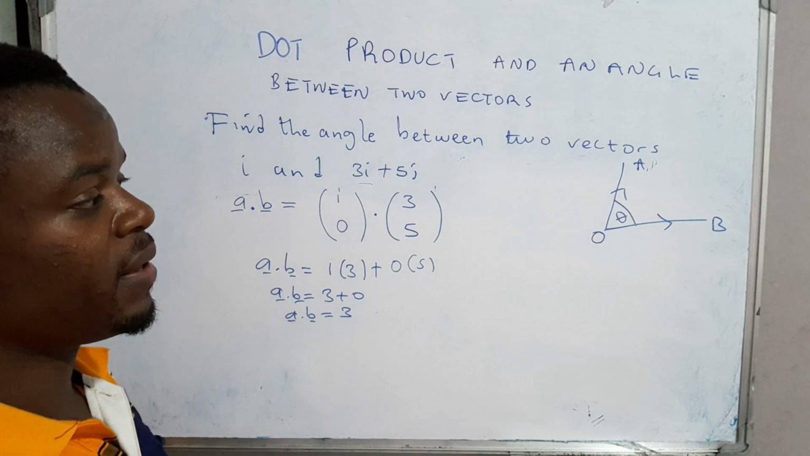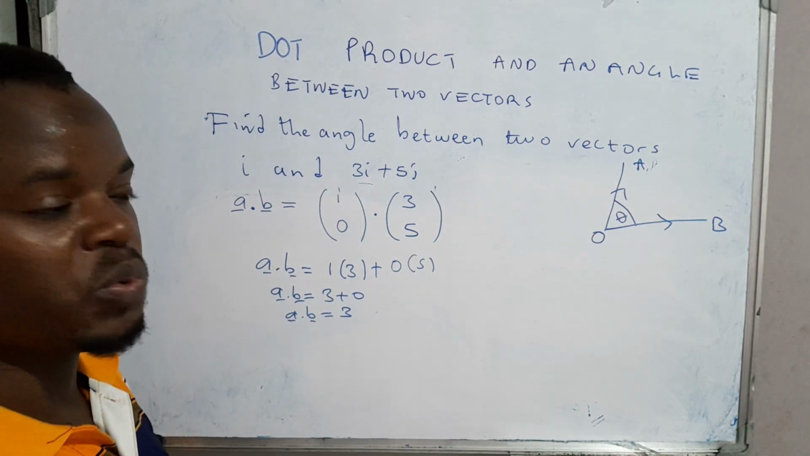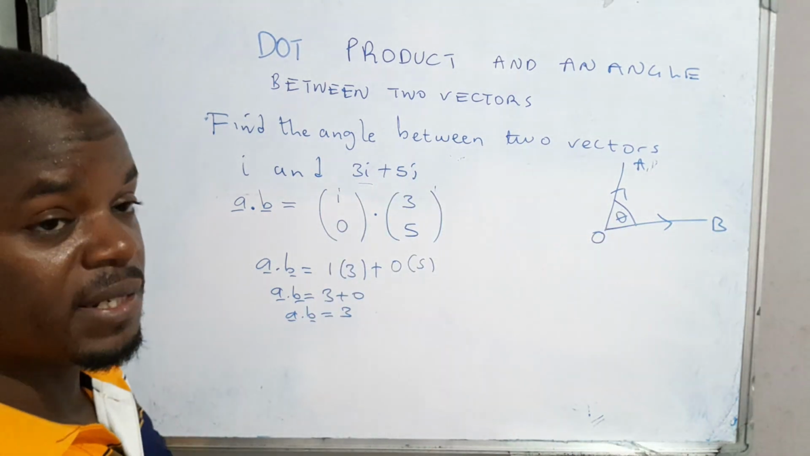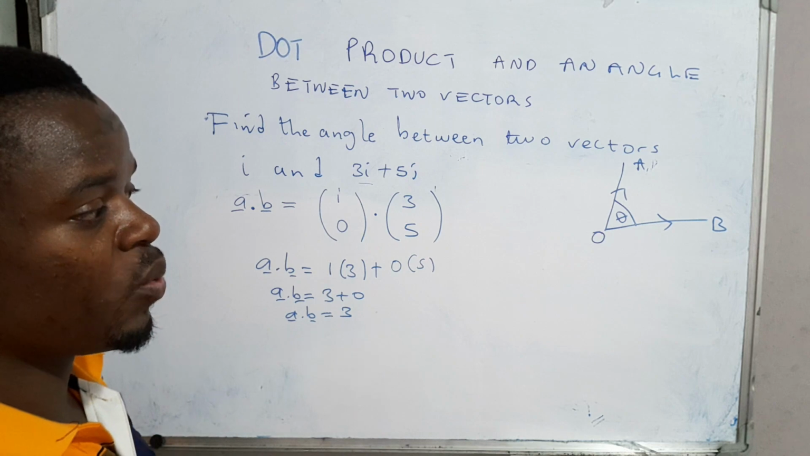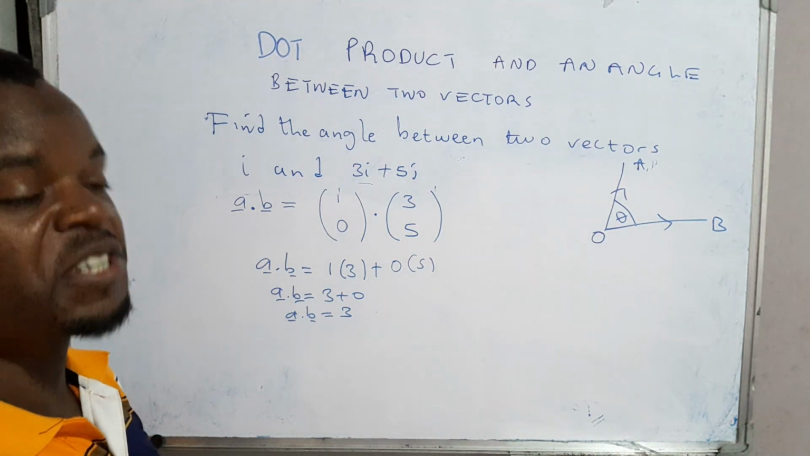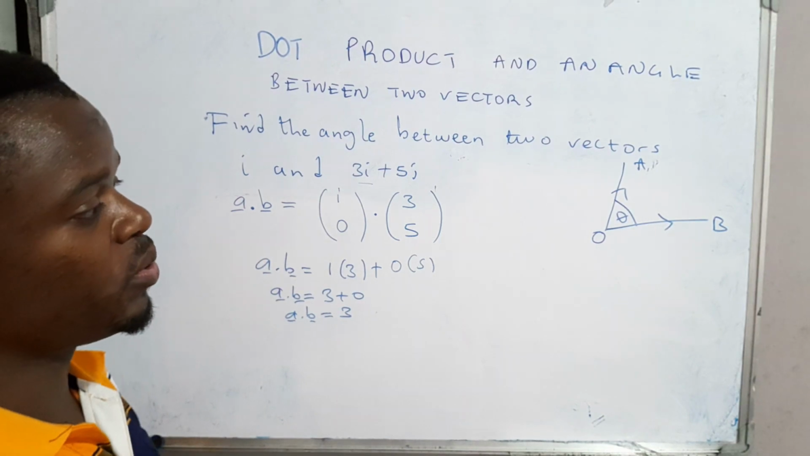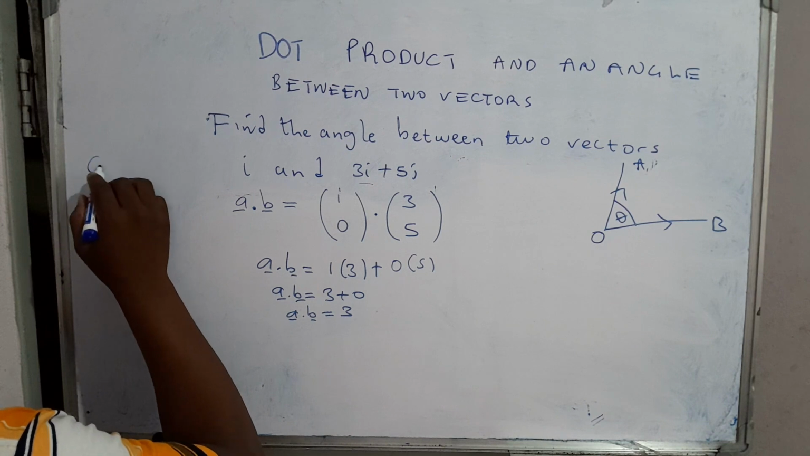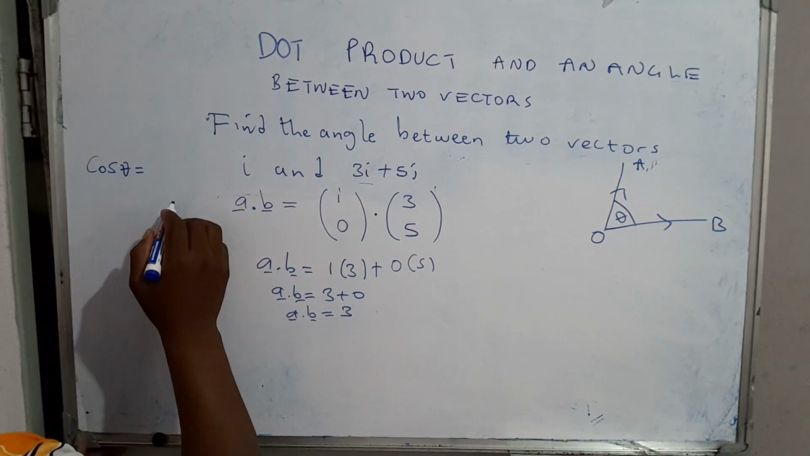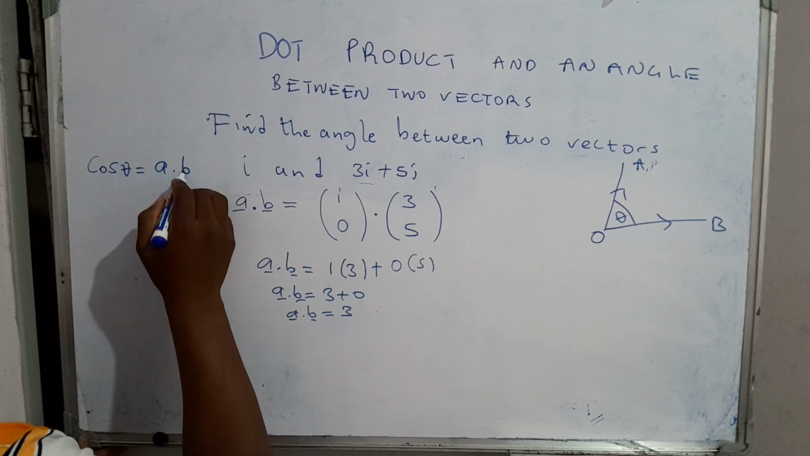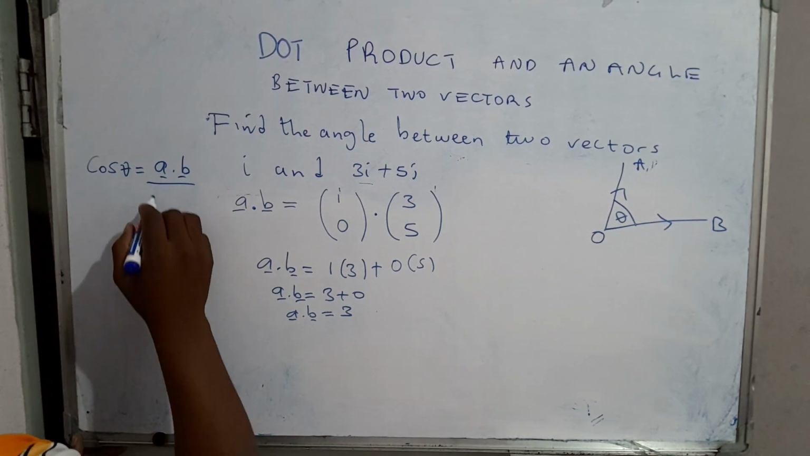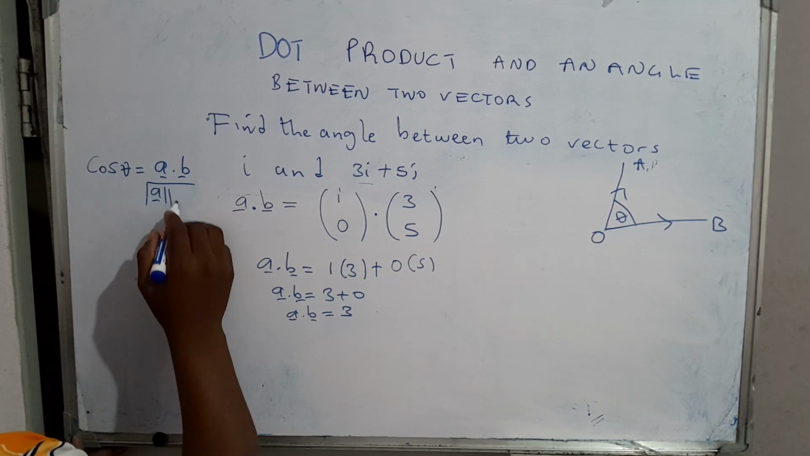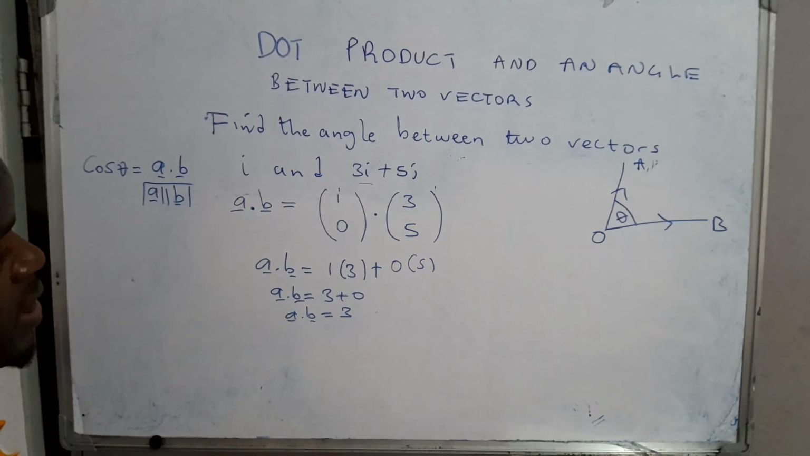That's what we found. Then we need to know the formula that we use to determine the angle between two vectors. We found the dot product, which is the first step in determining the angle between two vectors. So now let me write the formula. The formula is cos theta is equal to the dot product of the two given vectors divided by the magnitude of vector A multiplied by the magnitude of vector B.